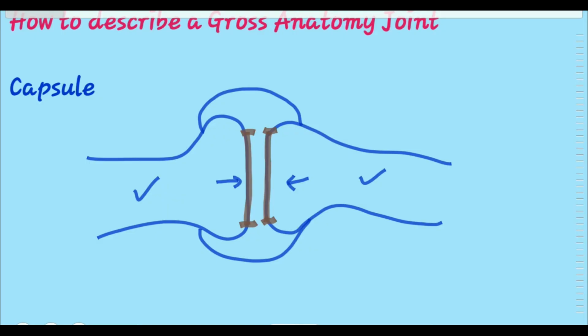Here comes the most important question. How close can a capsule be to these articular surfaces? What do you think? Can the capsule be here? Yes, the capsule can be here. Can the capsule be here? Yes, there is no issue. It can still make a cavity. But the issue is, what if the capsule is here?